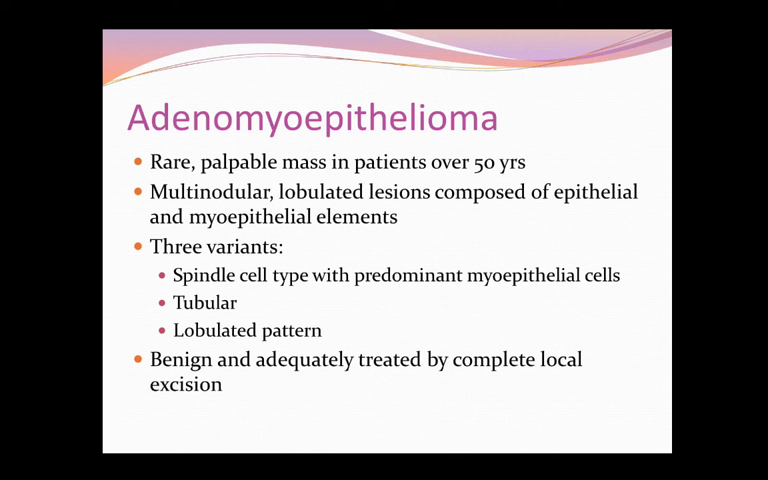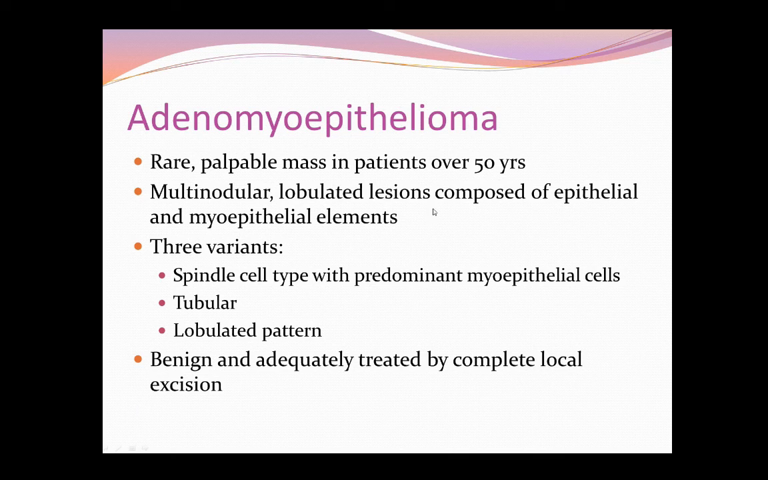The next is adenomyoepithelioma. This is a rare lesion, and it usually presents as a palpable mass in patients who are more than 50 years. Grossly it has a multinodular lobulated lesion which is composed of both epithelial and myoepithelial elements. Usually both are in equal proportion. There is another end where there could be more prominent myoepithelial cells, and it's called myoepithelioma.